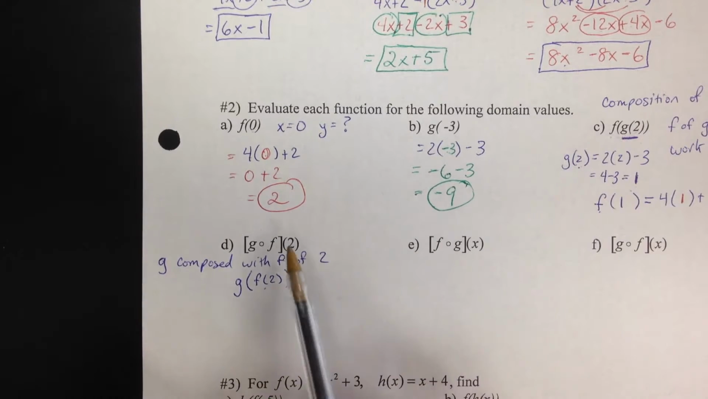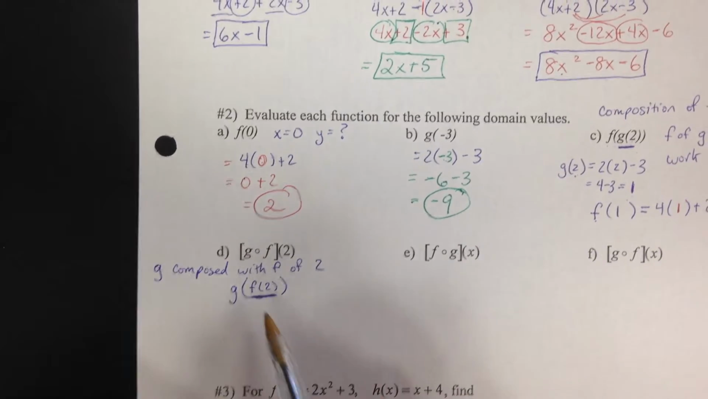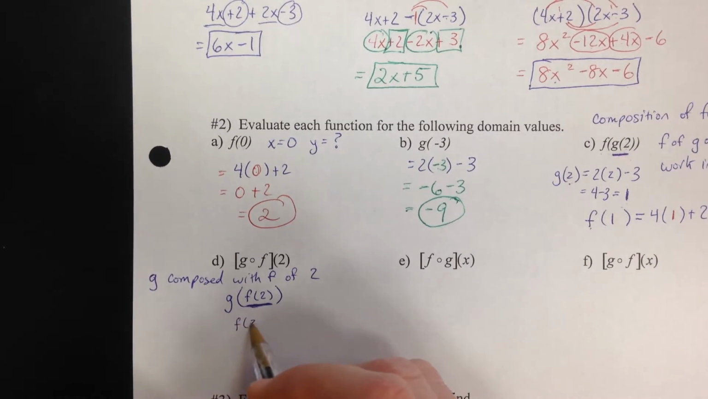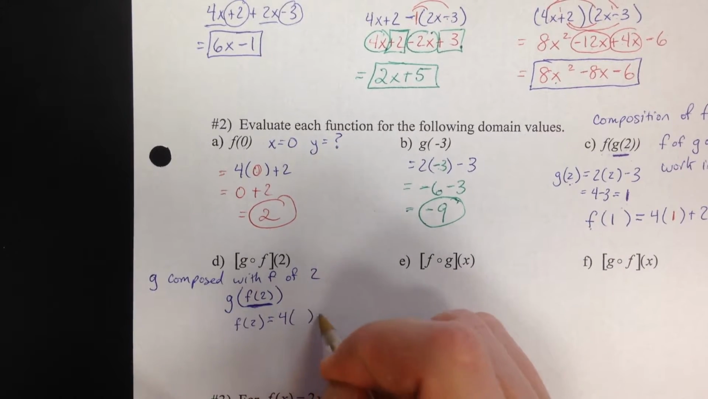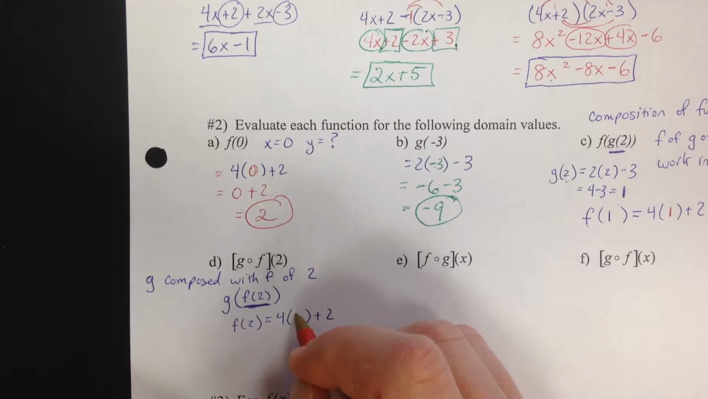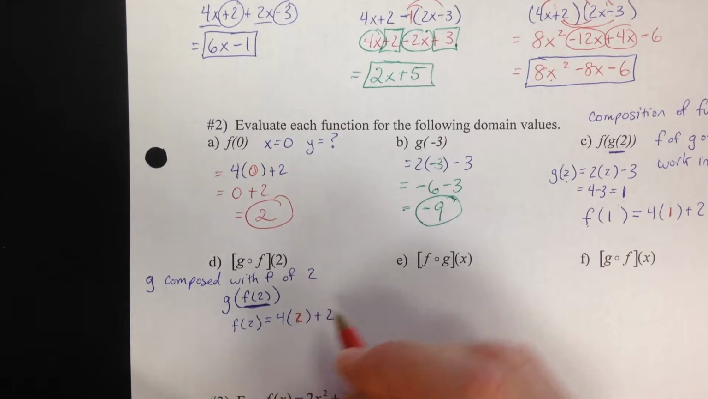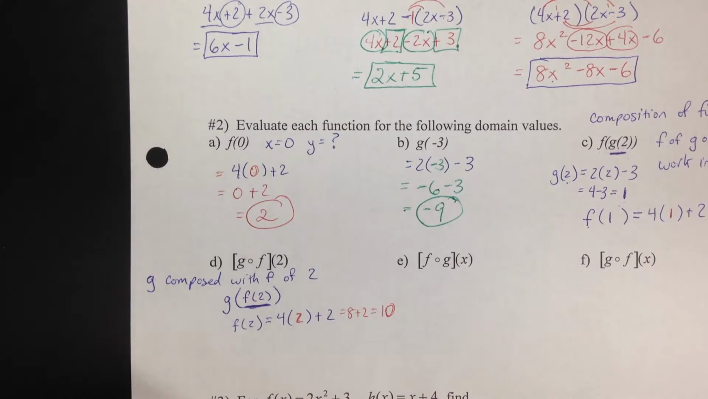If you're more comfortable with that, without this little symbol here, left to right, we're going to work from the inside out. So we're going to start with the f function this time. So f of 2, now the f function was 4 times x plus 2. I'm going to substitute a 2 in, and then 4 times 2 is 8, plus 2 is 10. So f of 2 is equal to 10.